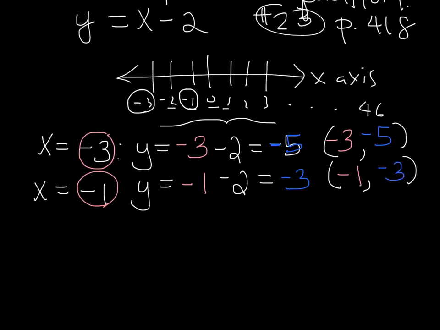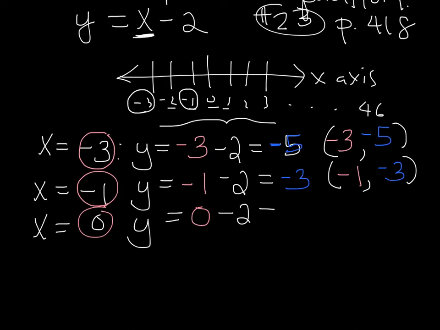And let's do x equals 0. This is a good one. If x is 0, y equals, and again, we're just substituting values for x. If x is 0 and I subtract 2, I get 0 minus 2 is -2. So what ordered pair did I find? Well, I input 0 and my output was -2.